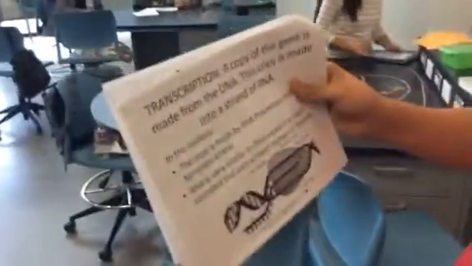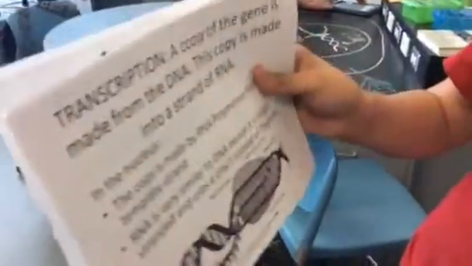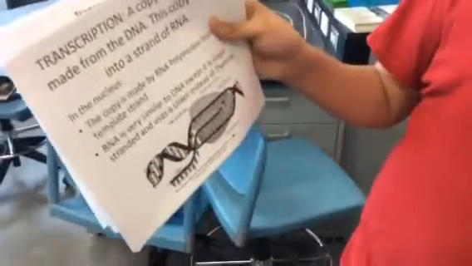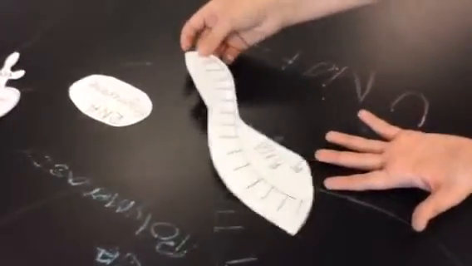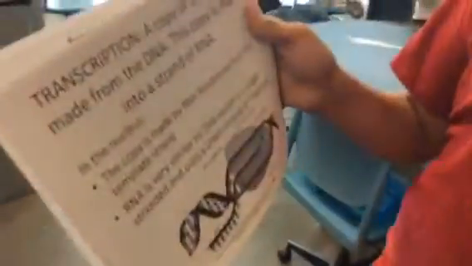Transcription. A copy of the gene is made from the DNA. This copy is made into a strand of RNA. In the nucleus, the copy is made by RNA polymerase from the template strand. RNA is very similar to DNA, except it is single-stranded and uses uracil instead of thymine.